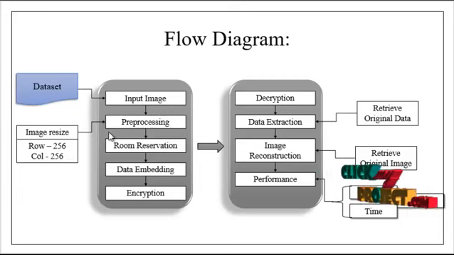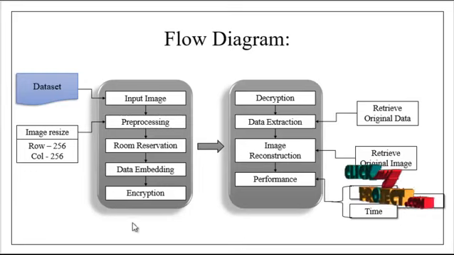After the pre-processing, the room reservation will be carried out. In this room reservation, the image is split into 4 patches: patch 1, patch 2, patch 3 and patch 4. We have to encrypt the data as well as embed the data into a specific patch, any patch from 1 to 4. After the room reservation, data will be embedded into one patch, then the encrypted image will be shown. In this encrypted form, the whole image will be encrypted along with the data.